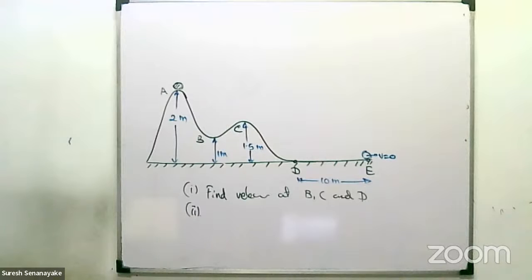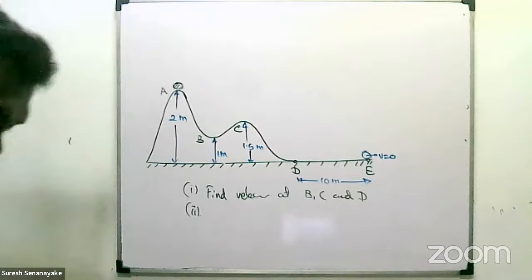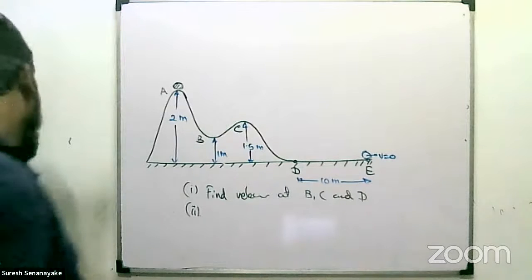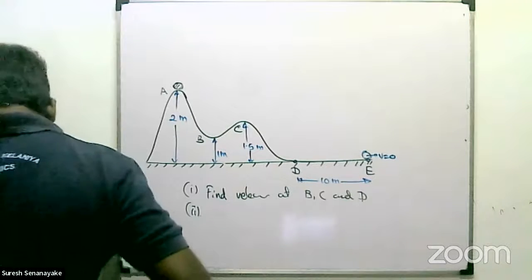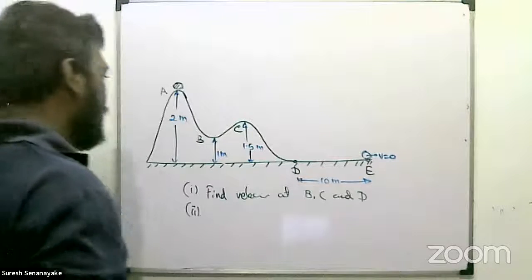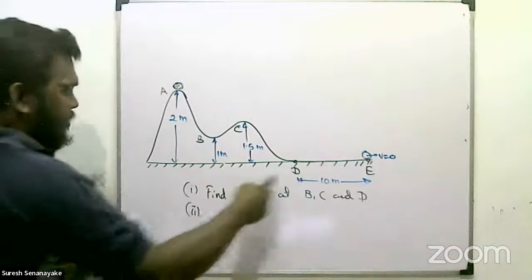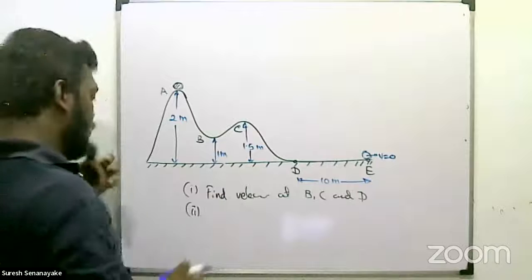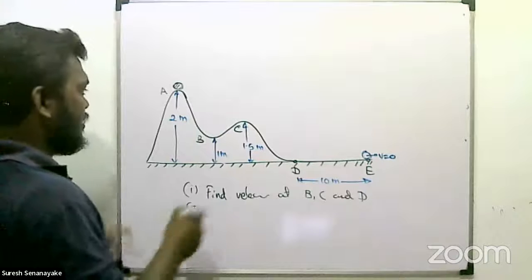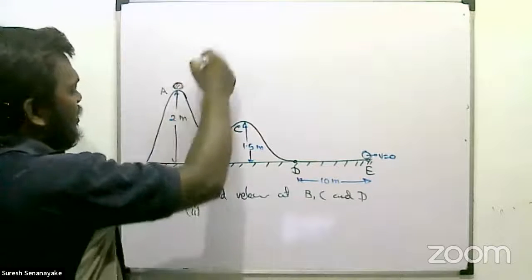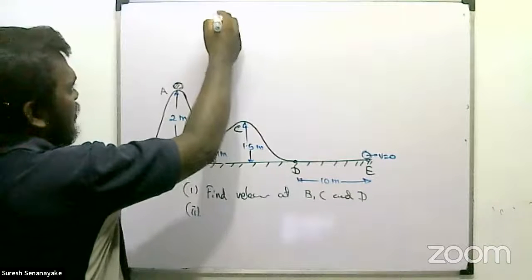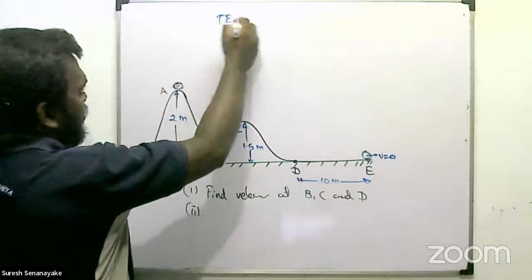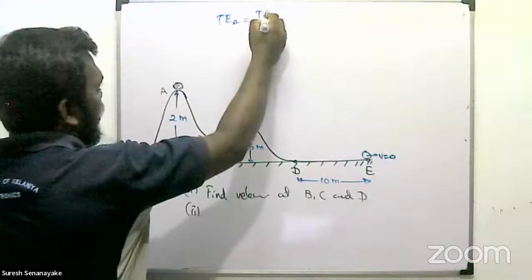Right, let's see then. You can use the conservation of mechanical energy, because there's no friction, it's a smooth track from A to D, so you can use energy conservation. The potential energy at A: I'm writing that total energy at A equals total energy at B, right?